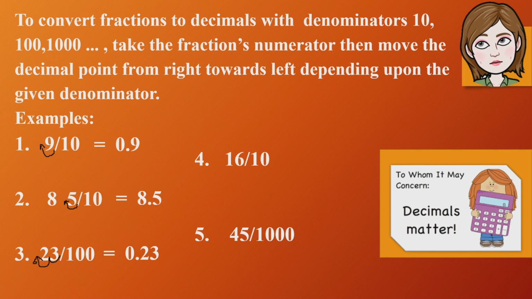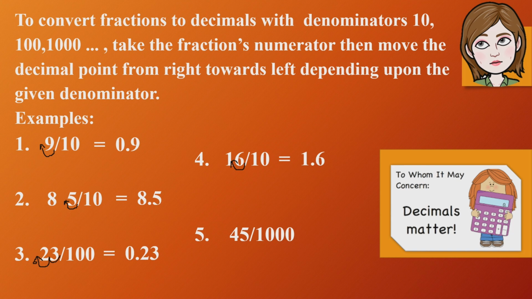For number 4, we have 16 over 10. Again, the denominator is 10. Move 1 from here. So we have 1. Then your decimal point will be placed between 1 and 6. Therefore, the answer will be 1.6 or 1 and 6/10.